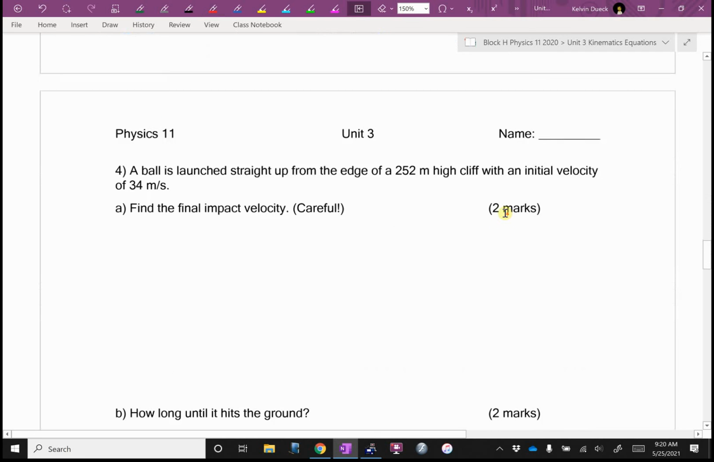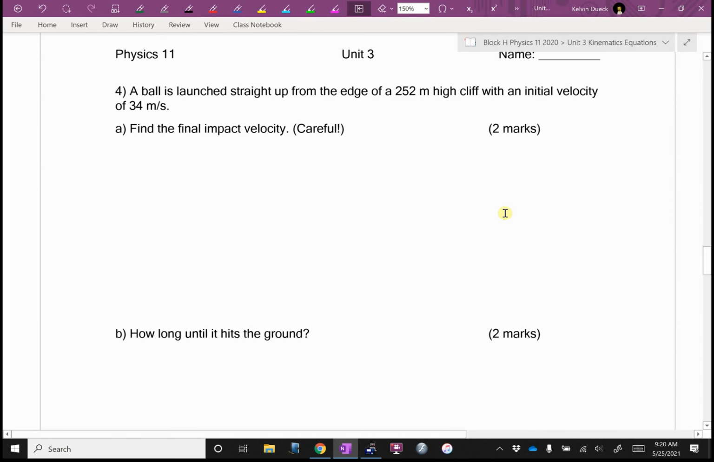Next page over. Find the impact velocity. What did I write in brackets? That's a hint. Okay, so my first thought, I went, oh, okay. VF equals question mark. VI is 34. A is negative 9.8. D is 252. And I've made a mistake. Can you see it? Straight up. Okay, the 252 has to be negative because we're on a cliff ending up below from where I started.